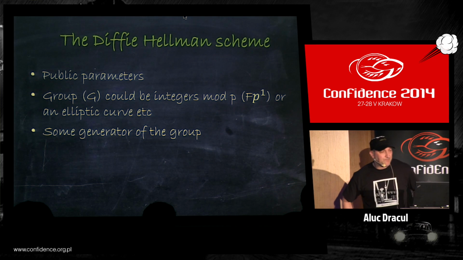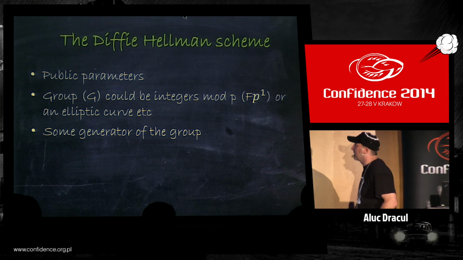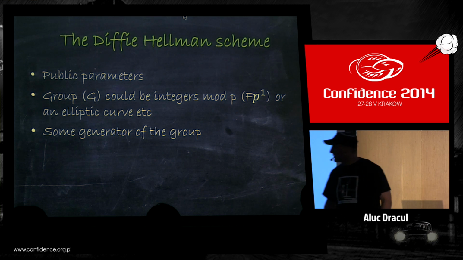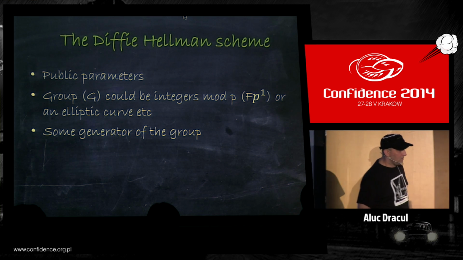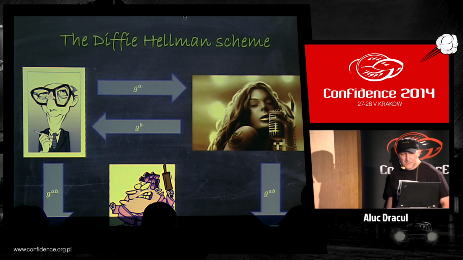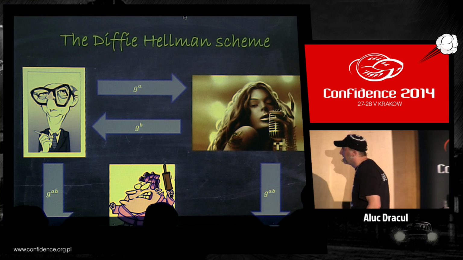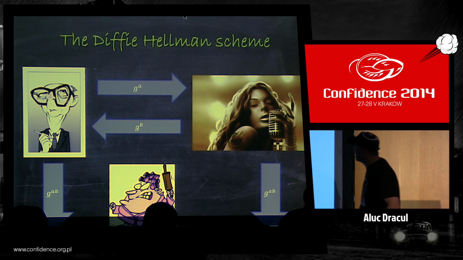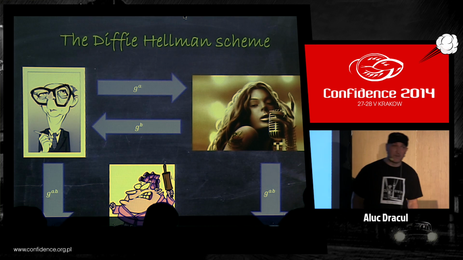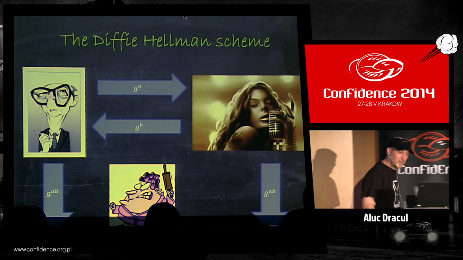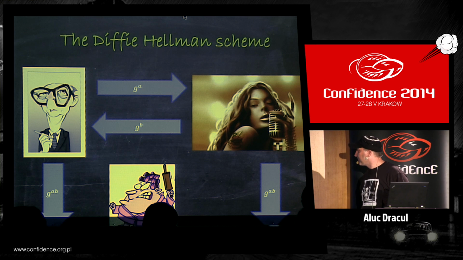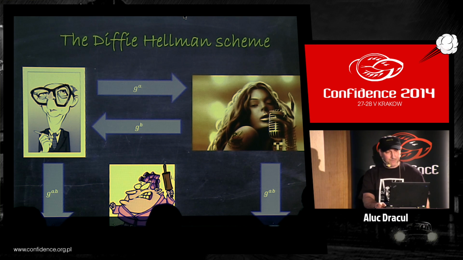In the Diffie-Hellman scheme, we have some public parameters, a group which could be some integers or an elliptic curve, et cetera. And we have a generator of the group, and we agree on that. If Bob wants to talk to Alice, he calculates g to the a, and Alice gives him back g to the b, and they both can easily calculate g to the ab, so we get the same shared key.